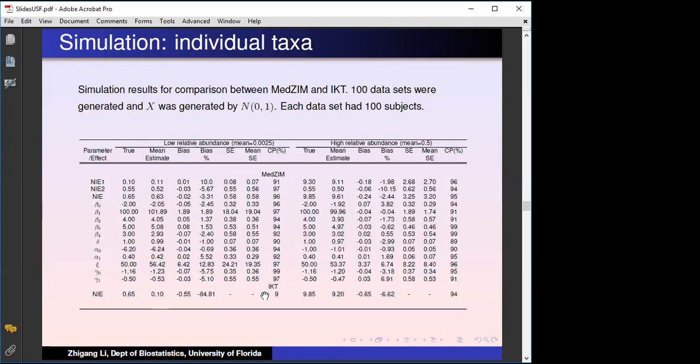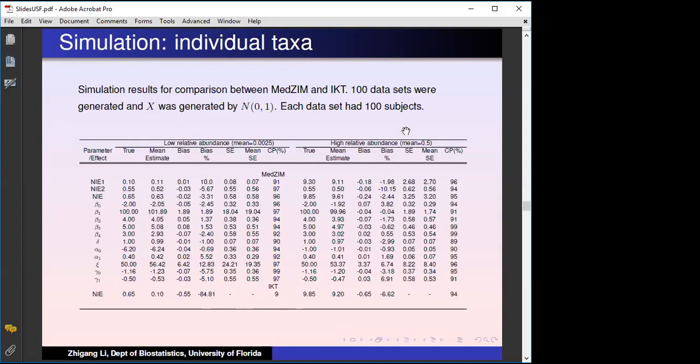But if you look at the IKT approach at the bottom, there is a huge bias, and the coverage probability is only 9%, far away from 95%. That's because the IKT approach was not developed to analyze microbiome data, where there can be many zeros and many false zeros. As you can see, if you apply IKT to microbiome data, you get very bad results. It's not valid.